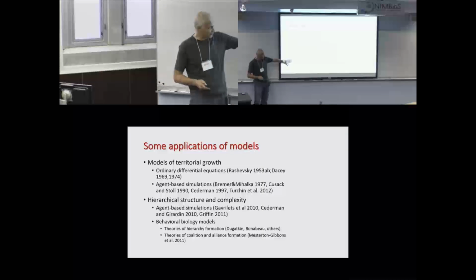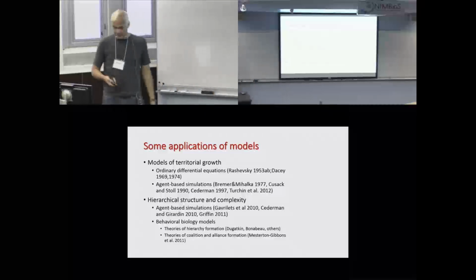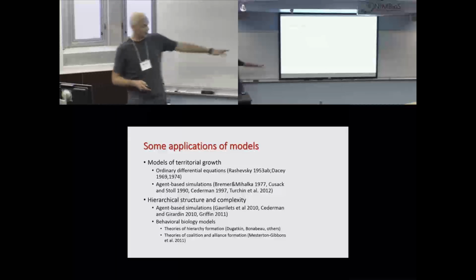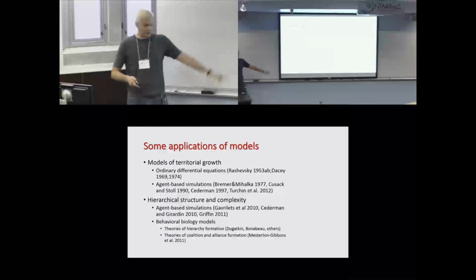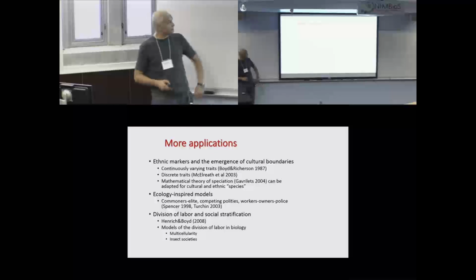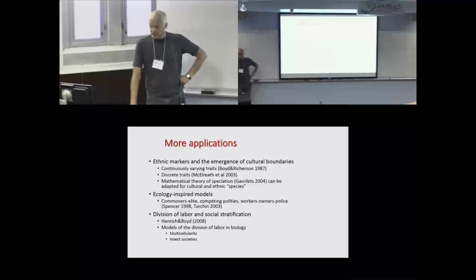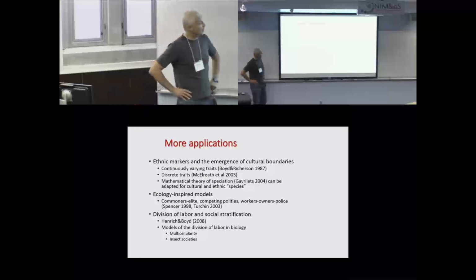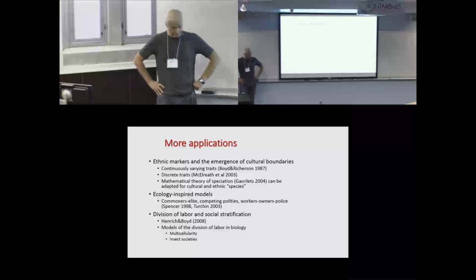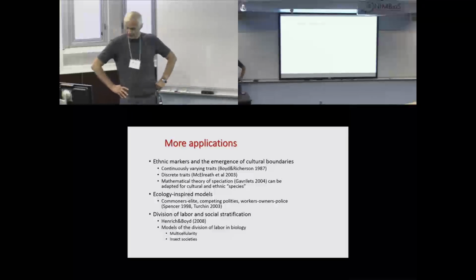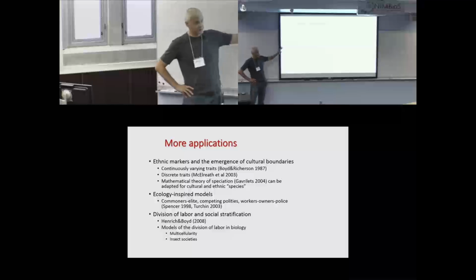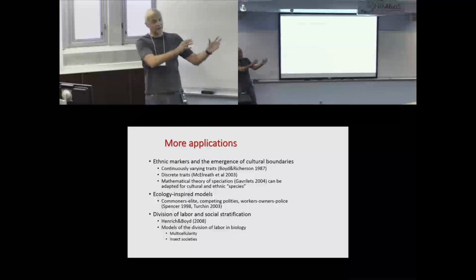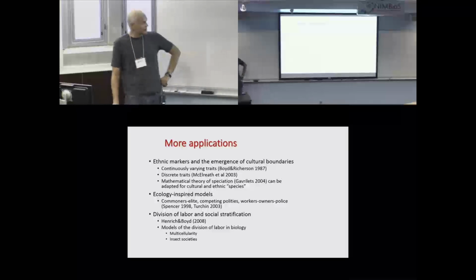There is a lot of stuff coming from behavioral biology. Again, theory of coalition formation. Mike had a review paper with co-authors. There have been some attempts to look at the origin and maintenance of cultural boundaries between groups, the emergence and spread of ethnic markers: Boyd and Richerson and Michael Reif et al. We can apply some biological theory of speciation to the emergence of cultural division as well.